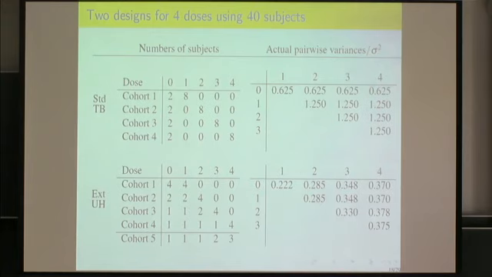Now, what are the pairwise variances? Well, I've divided by sigma squared, and what do I mean? I mean this is the variance of the estimate of the difference between dose 1 and placebo. This one is, say, between dose 2 and dose 4. And with that standard textbook design, half the variances are 0.6 and half of them are 1.2. This is what they are in my design. 0.2, 0.3, 0.4.